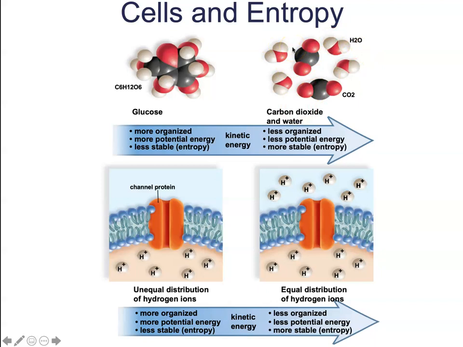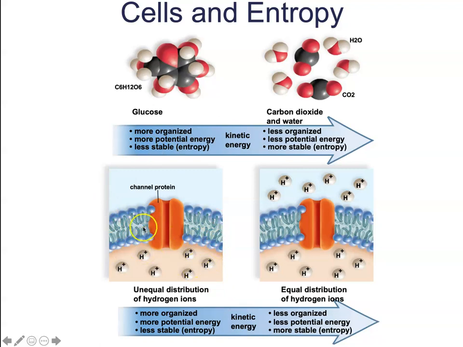Another really great example of this is going to be diffusion. Remember when we talked about diffusion as a movement from an area of high concentration to an area of low concentration? What you see is very organized. There's a lot of potential energy, meaning that there's a whole bunch of stored molecules on this side that need to go on that side. So this is stored energy. We have an unequal distribution of ions, which means it's more organized. There's more potential for energy, but it's a less stable situation.